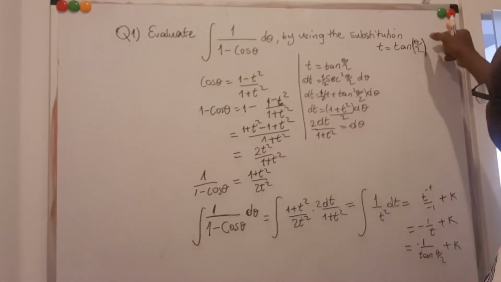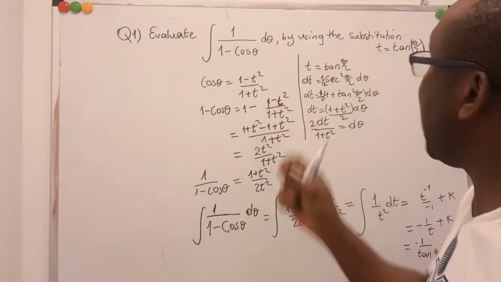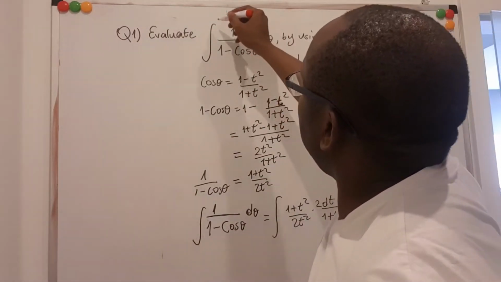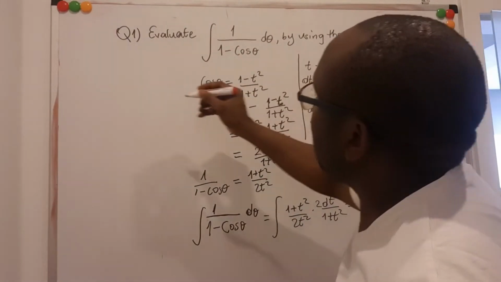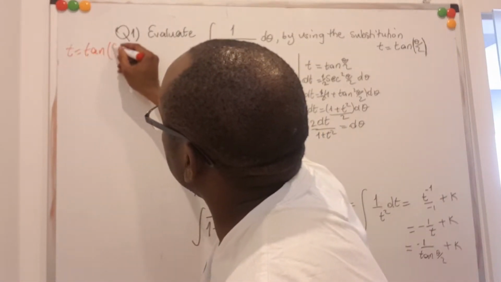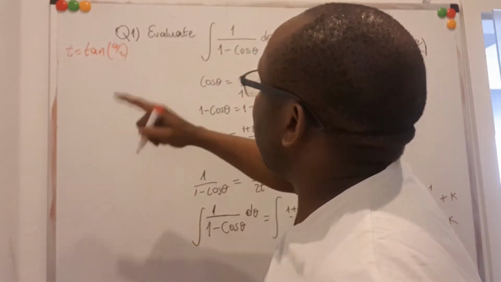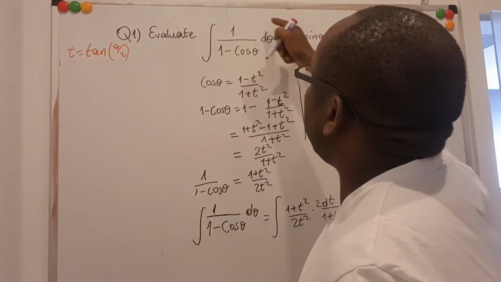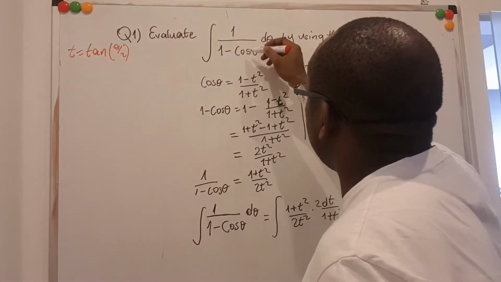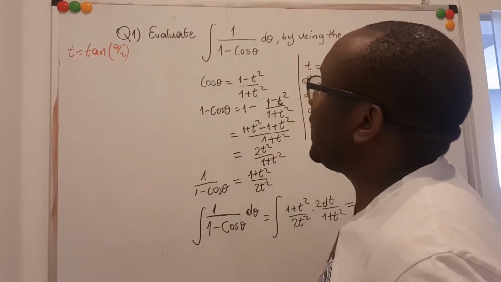The theta on 2 is in brackets, so it's the angle that is half of the angle, not the function. If I use the substitution t is equal to tan(theta/2), then at the end of the day, everything I have in this integral should be in terms of t. So I'll need to replace cos theta, and I also need to replace d theta.